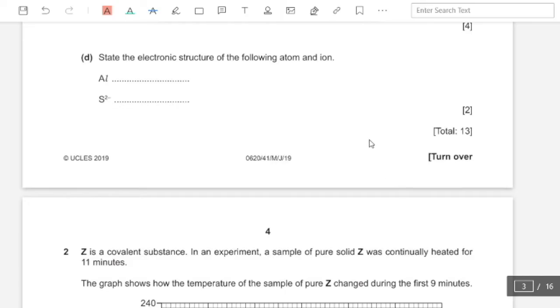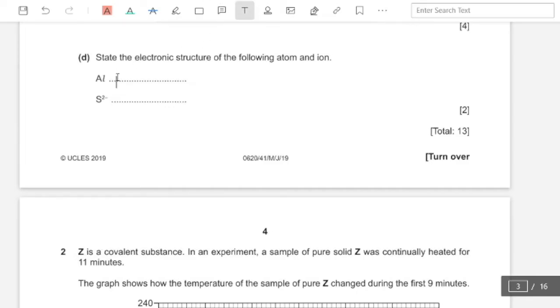D. State the electronic structure of the following atom and ion. Alright, so we're supposed to be writing the number of electrons in their shells in aluminium, starting with aluminium, which has atomic number 13. So we have 2 electrons in the first shell, followed by 8 in the next, and 3 electrons in the last shell. And sulfide ion, which has 16 electrons, but since this is a sulfide ion, it is going to be having a total of 18 electrons. So we have 2, 8, and 8.